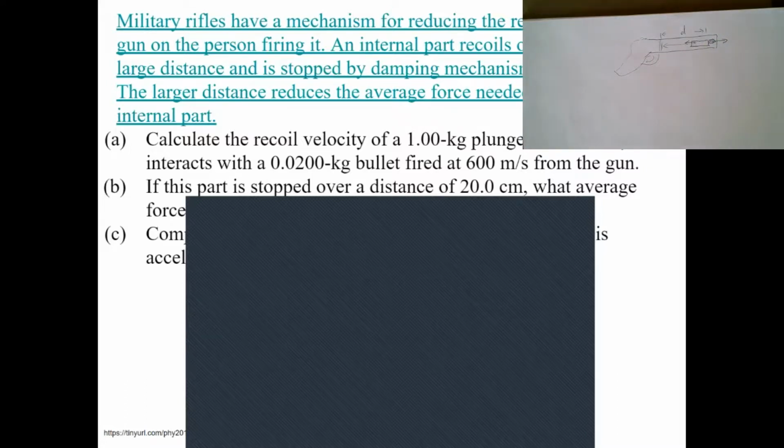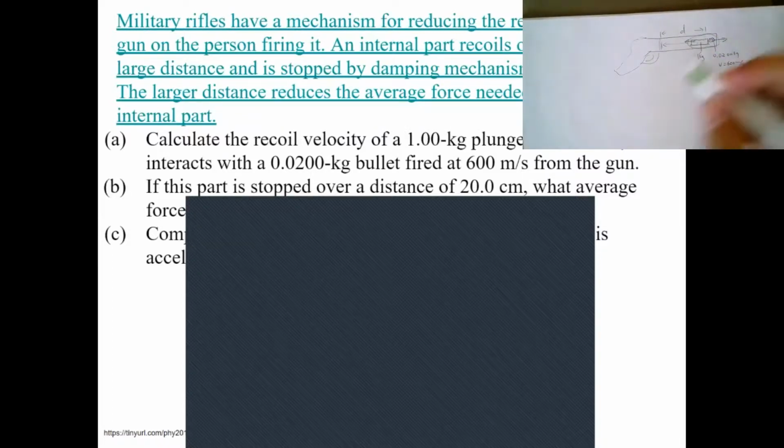It's asking you to calculate the recoil velocity of, so this is the plunger here, which is 1.00 kilogram. And then the bullet is 0.0200 kilogram, going at a speed of 600 meters per second. It's asking you to calculate the recoil velocity. So you are just looking at these two parts, the bullet and this plunger here.